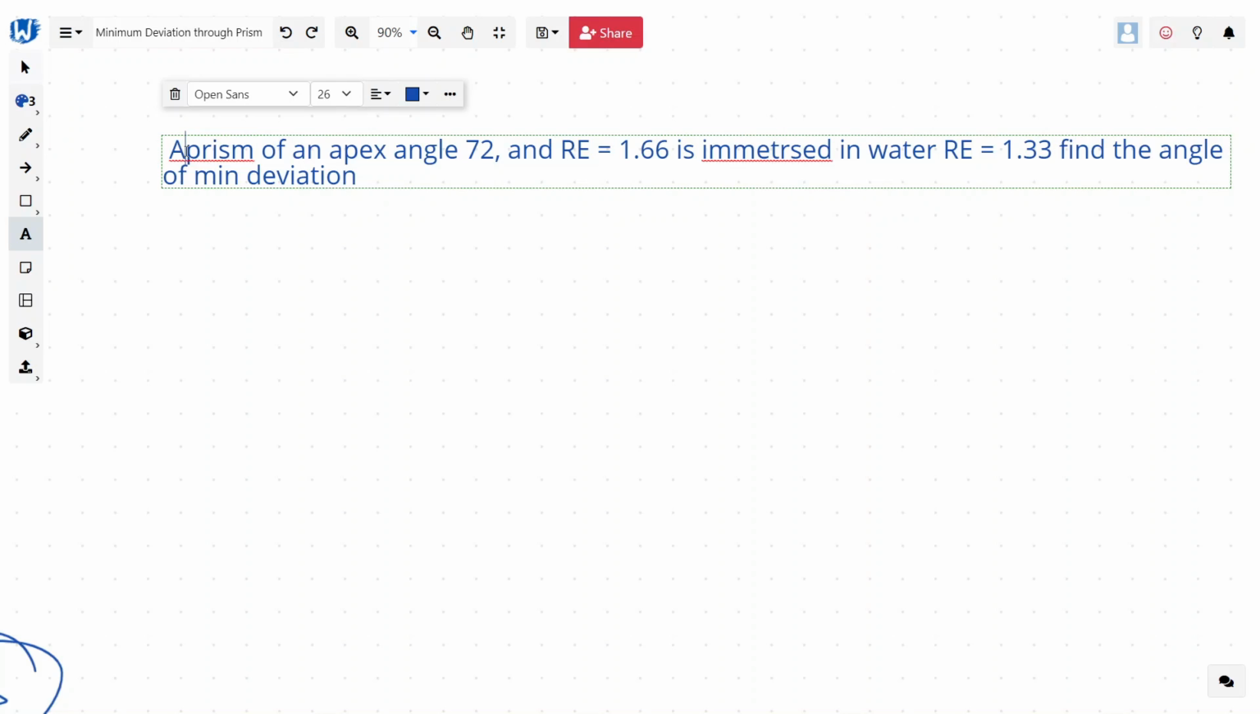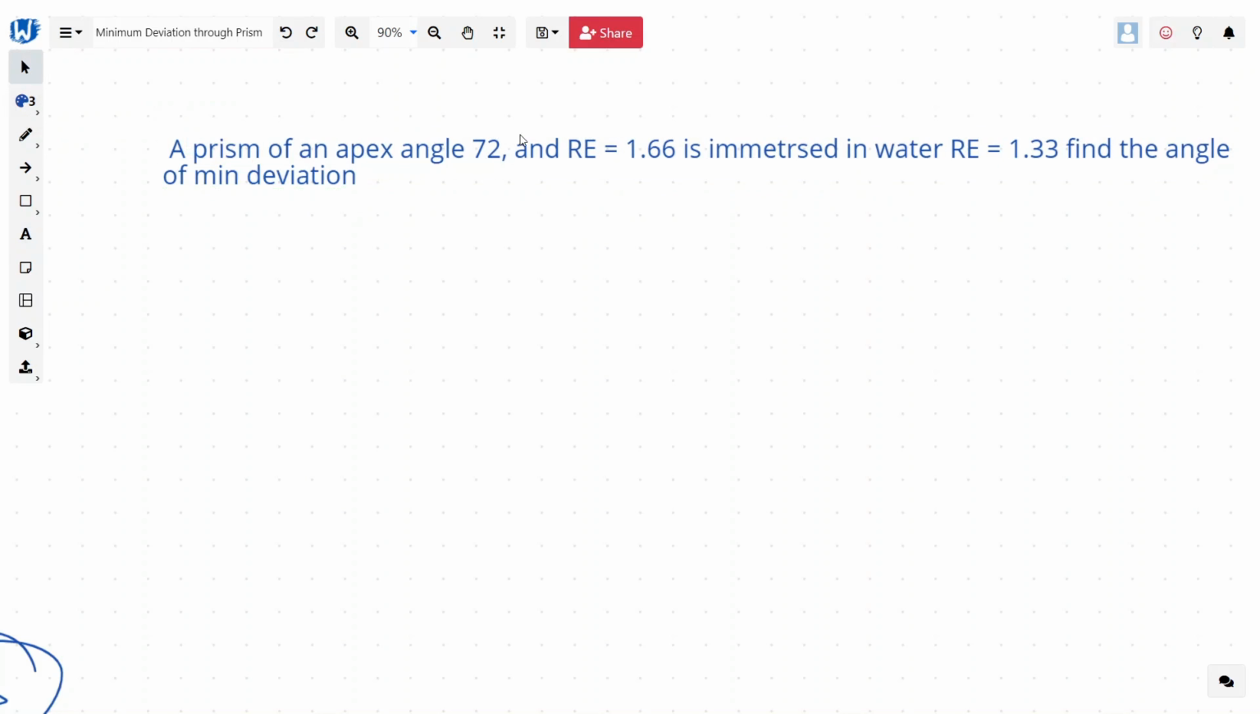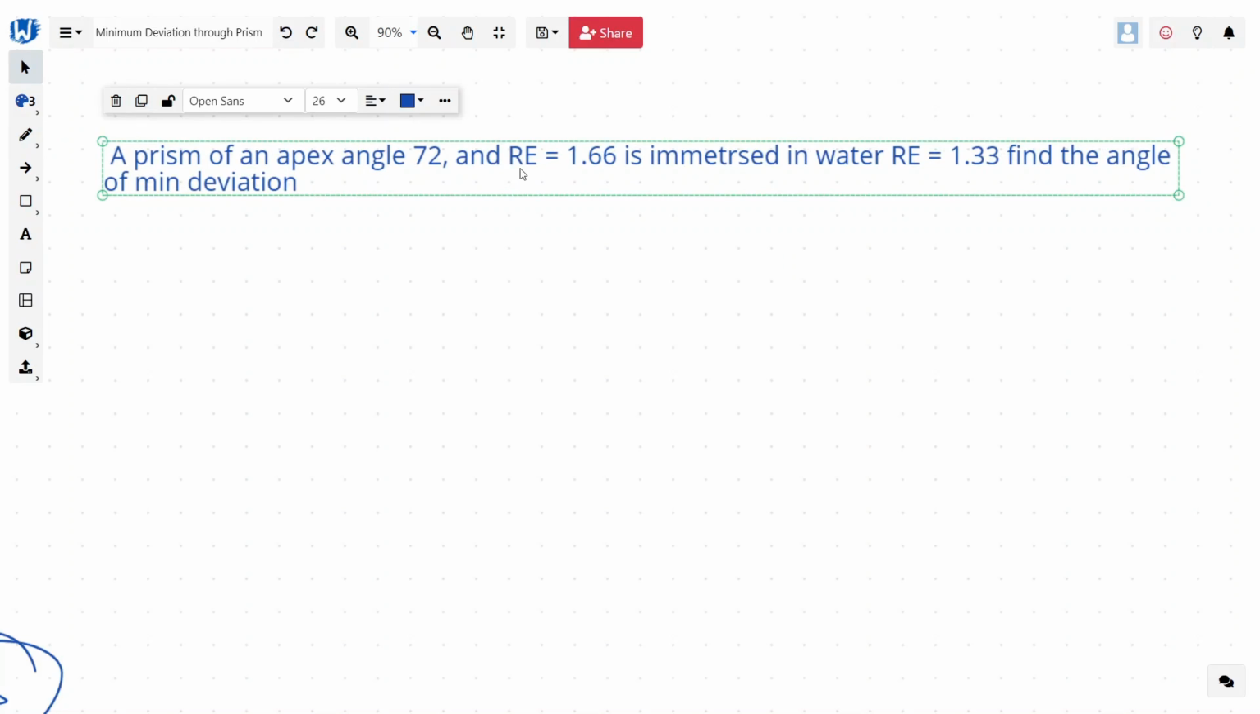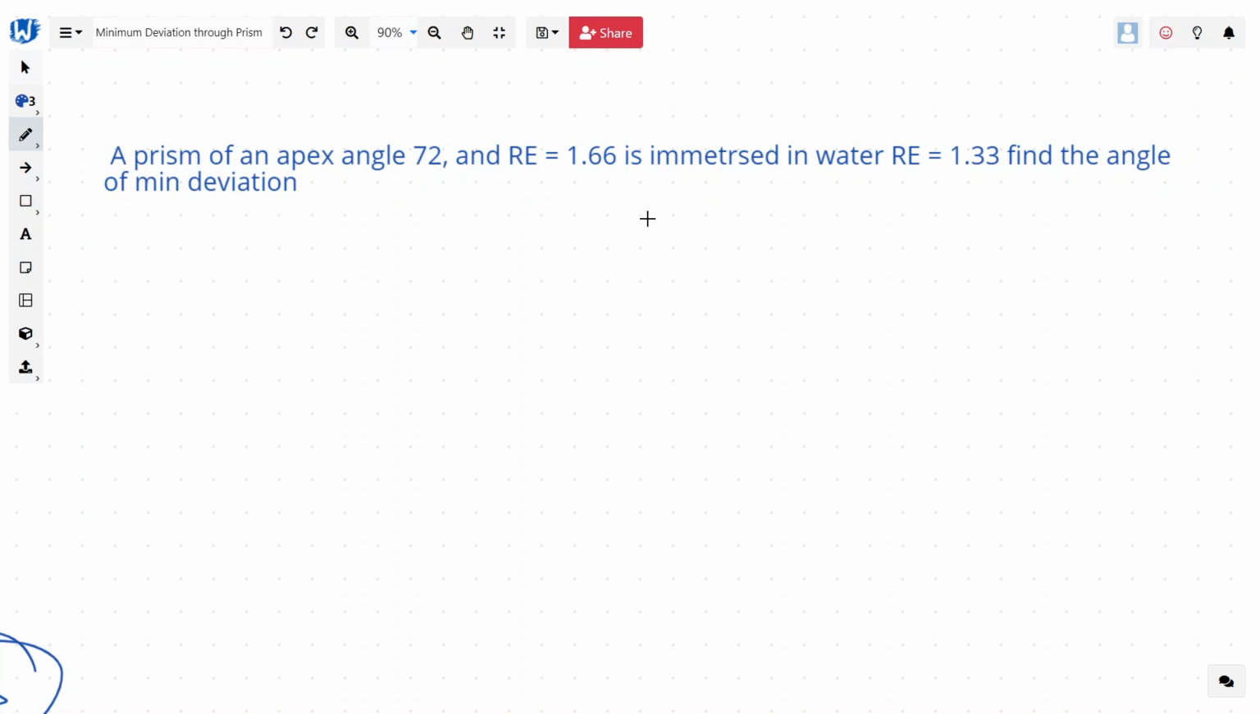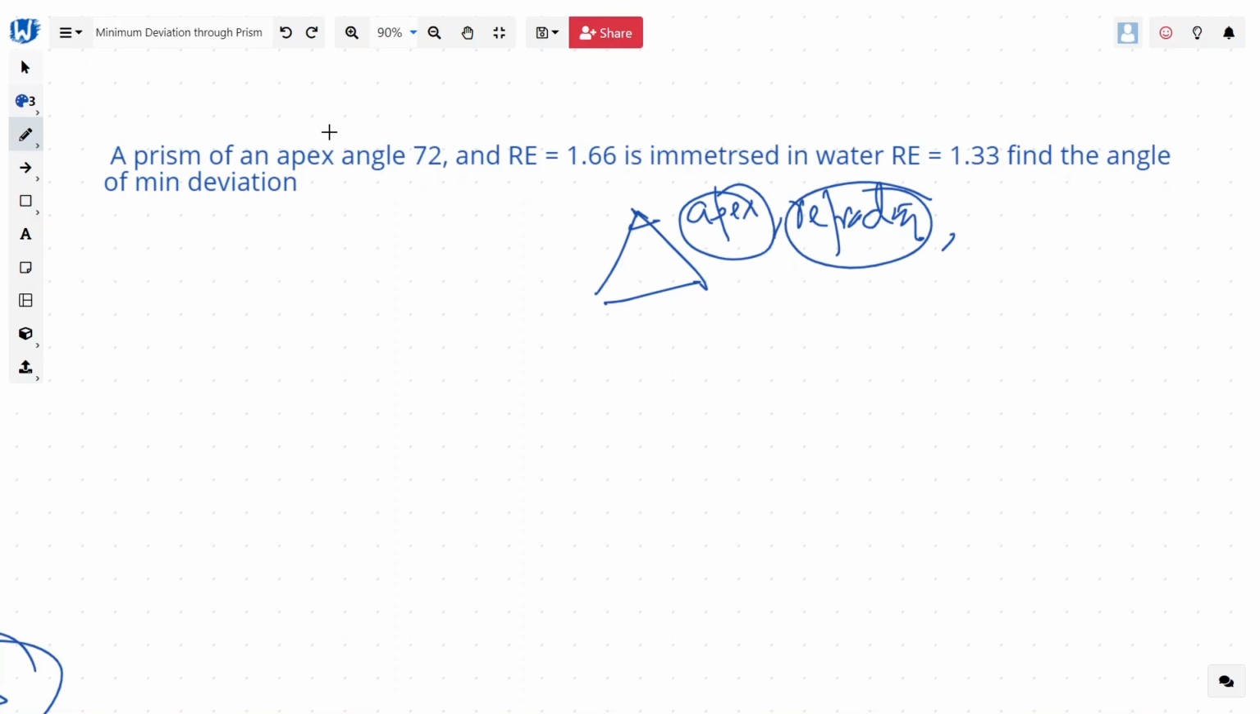Okay, so here we have a prism. Its apex angle is given, right? As I said, this angle in the prism has different names. It's called apex angle, it's called refracting angle, etc. Right? So here the apex angle is 72, which means theta is 72. We know it has a refractive index, which is n of prism 1.66, and is immersed in water, so n of the medium is 1.33. We have to find delta. Okay, very simple. Let's write down our equation.